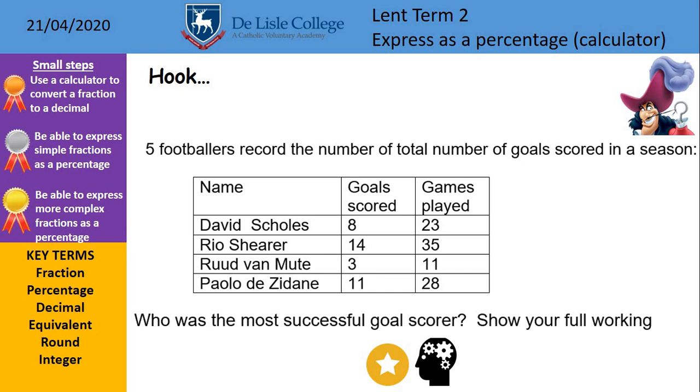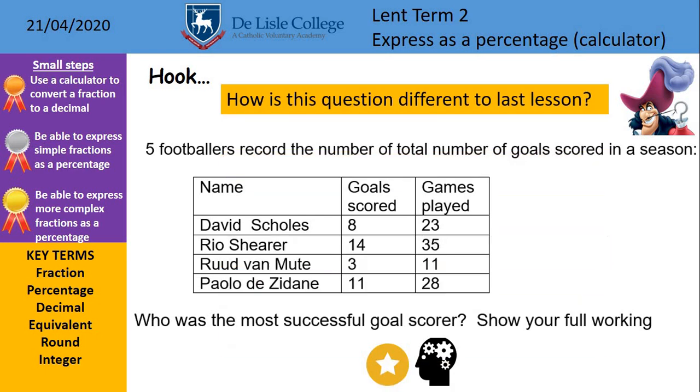Our hook question for today looks very similar to the question from yesterday. So how is this question different to last lesson? Pause it while you have a think. So it's different because we've got different numbers of goals scored today and different number of games played. And what you should notice is that the games played are not factors of 100 this time. These numbers here are more difficult to be able to get as a fraction over 100, which is why in today's lesson we'll be looking at expressing numbers as a fraction or percentage, but we will have to use our calculator.